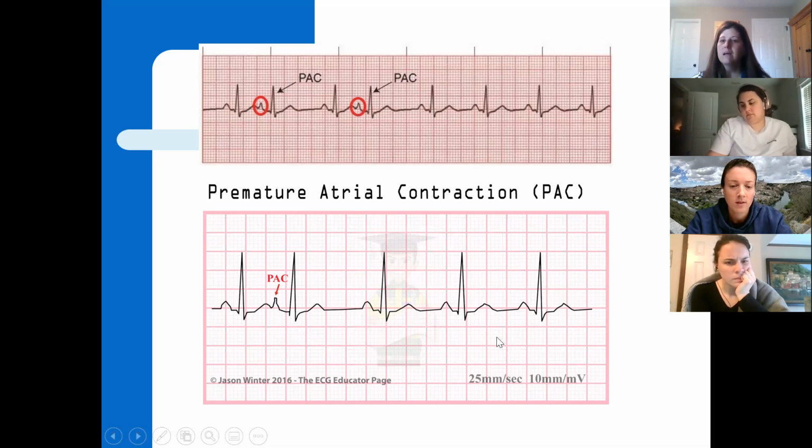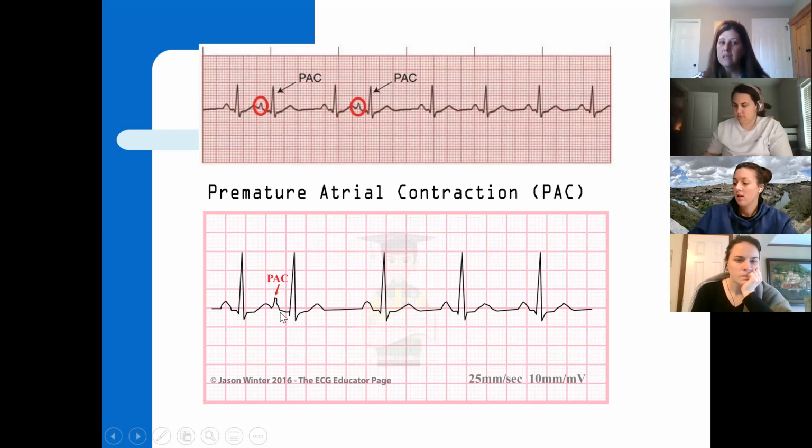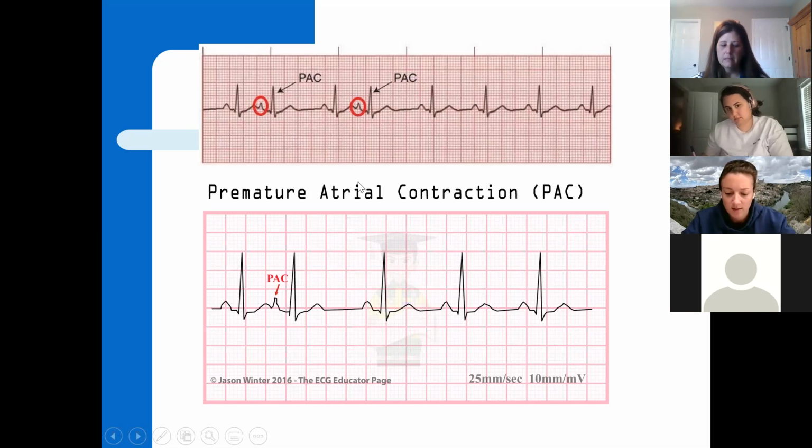So again, because its first name is atrial, we know it's a problem with the atria, and the atria is represented by the P wave. So you're looking for some abnormality with the P wave, and we see it here and here, where it's jumping in early. Okay? And yes.